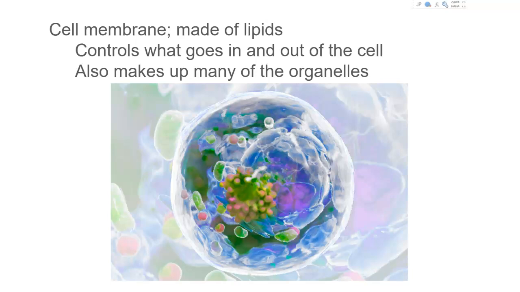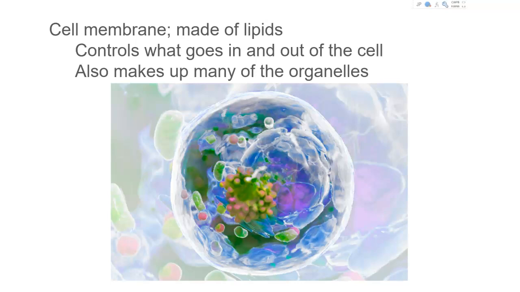Okay, so let's start with the cell membrane. The cell membrane is made of lipids, right? Lipids are fats. The cell membrane encapsulates, it surrounds the entire cell, keeps everything together. It is very flexible. It does hold in the parts of the cell, so there is some structure, but it's also very flexible. This controls what goes in and out of the cell.